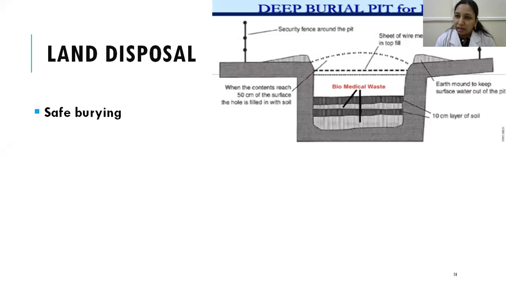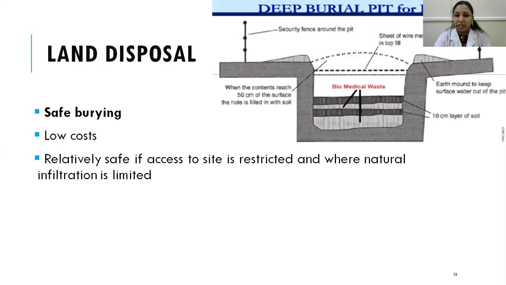And here again, deep trenches are dug, like a burrow, and then all the biomedical waste is dumped into it. It is covered with 10 centimeters of soil and again waste. And again, till the contents reach about 50 centimeters of the surface, the hole is then filled with soil, so that there will be no access for animals. So this is also a very low cost method which can be implemented for small PHCs.